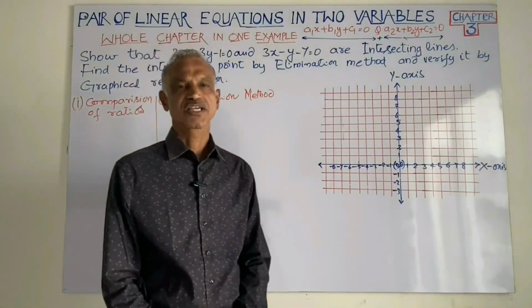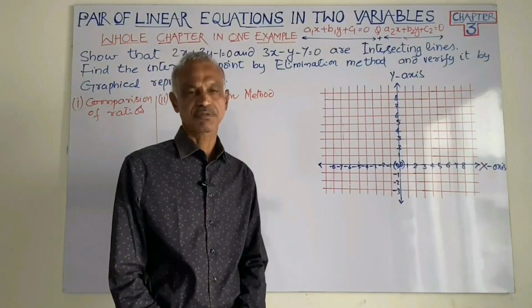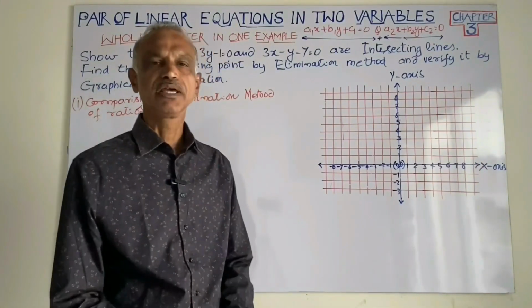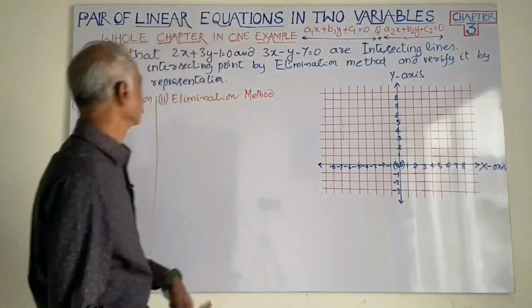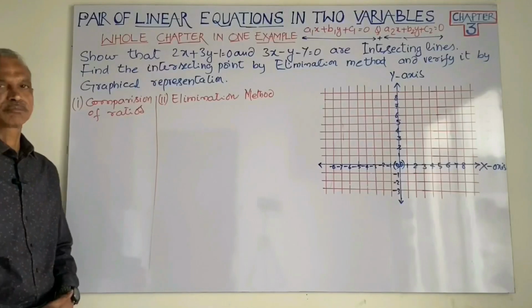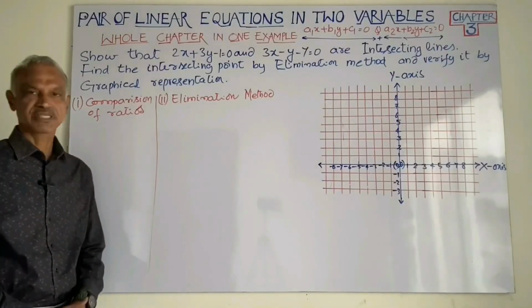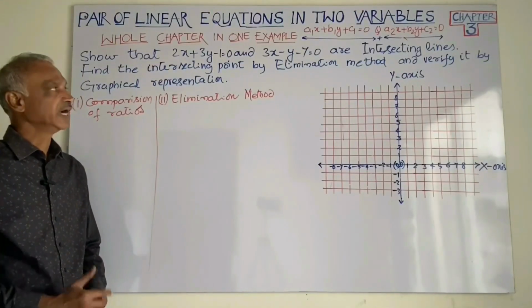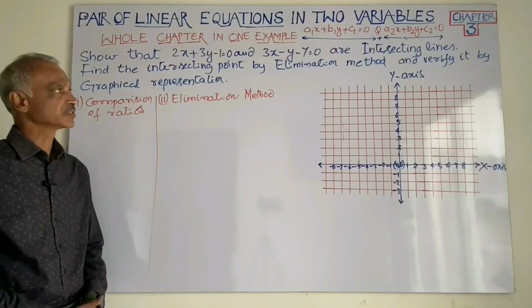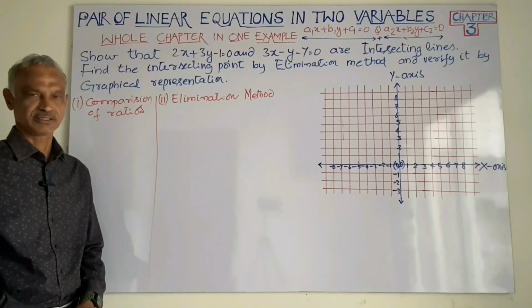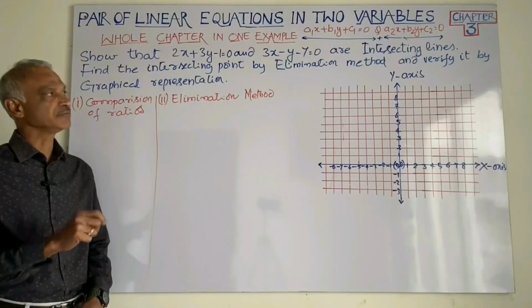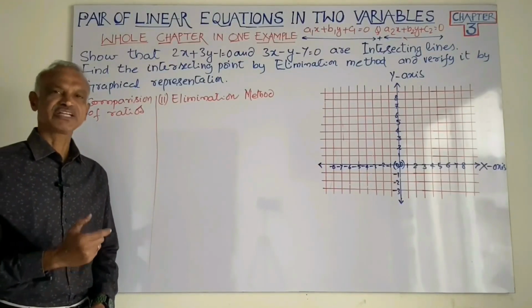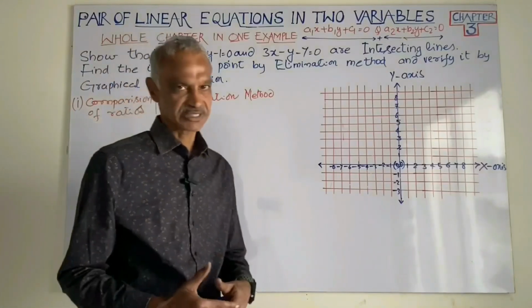Hi students, whole chapter in one example. If you understand this example, you will get the concept of the chapter. See, you read the problem. Show that 2x plus 3y minus 1 is equal to 0 and 3x minus y minus 7 is equal to 0 are intersecting lines. Then find their intersecting point by elimination method and verify it by graphical representation.